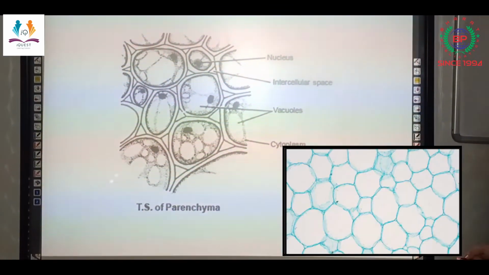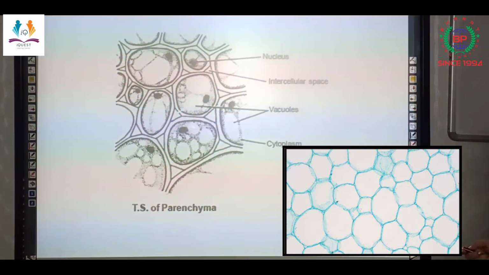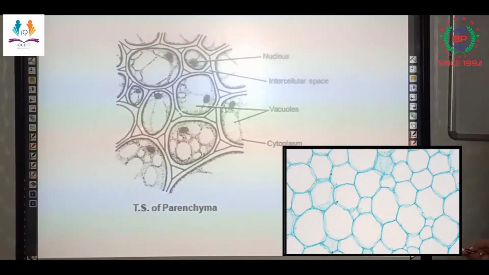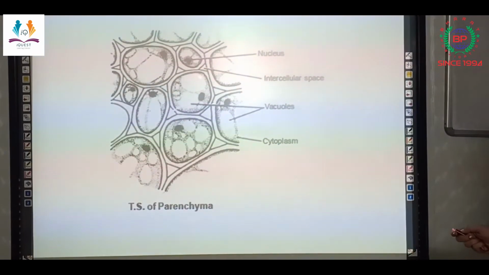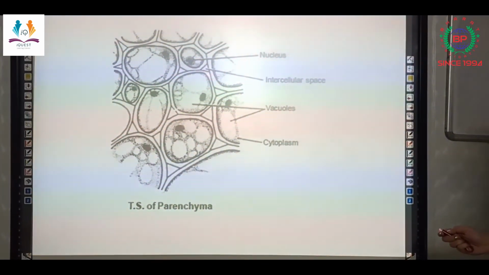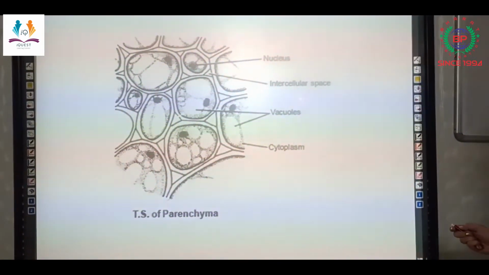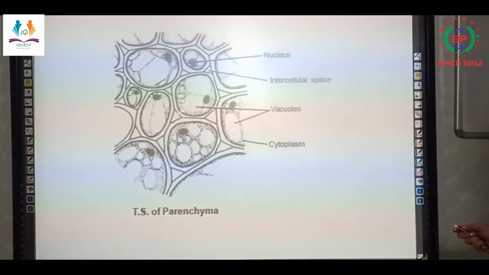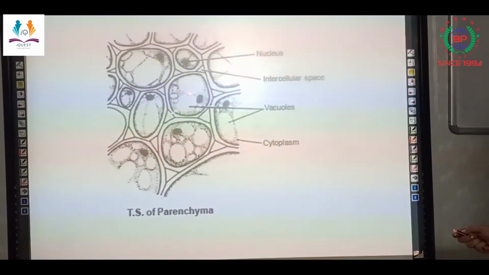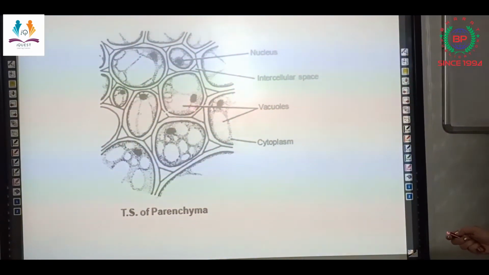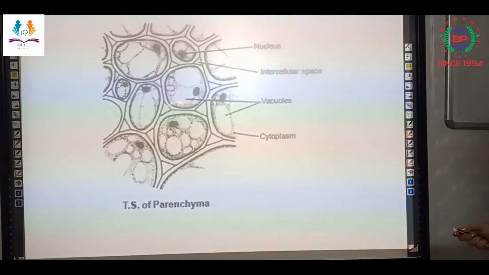This is the TS structure of parenchyma, that is the transverse section of parenchyma. You can see these different cells with the same size, polygonal in shape and having a nucleus. There is a space present between every cell. This space is the intercellular space which helps in gaseous exchange. Every cell also has a large central vacuole, which is the characteristic feature of the plant cell.